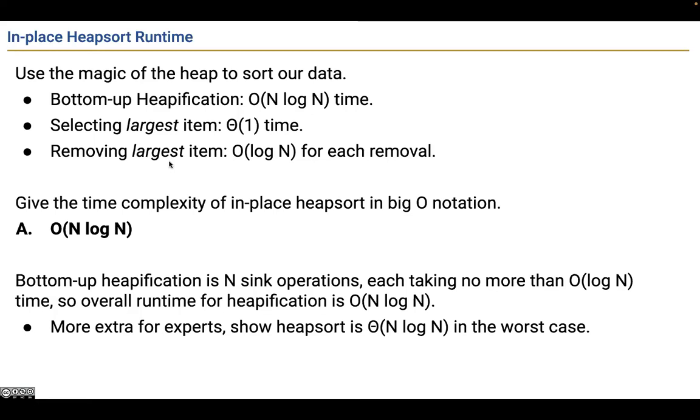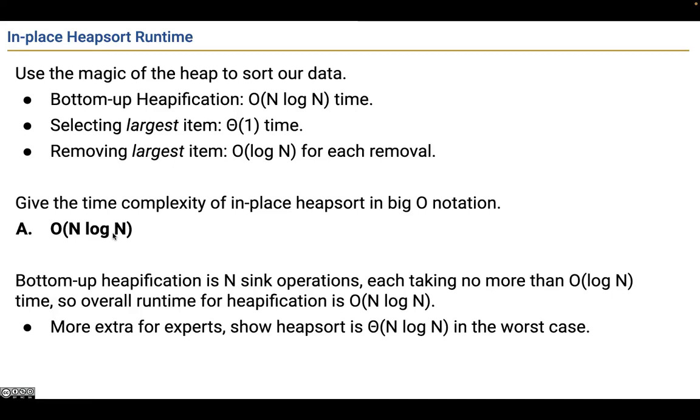It was the same thing as before, which was I take every item and I remove it. There are n items to remove. Every removal costs me log n. So in total, the removal is n log n. So I have one step that's n log n. I have another step that's n log n. I add them together, and the time complexity is still n log n.